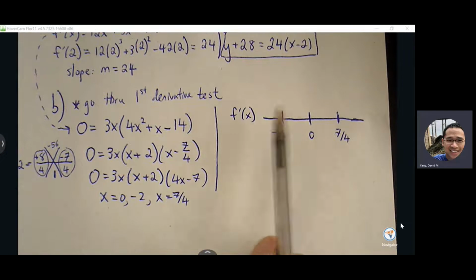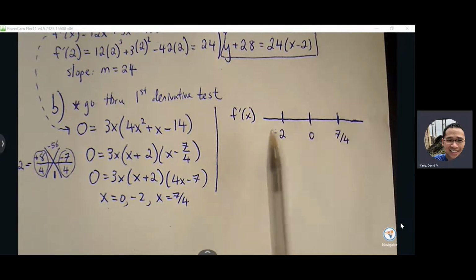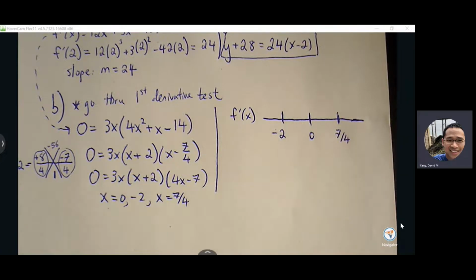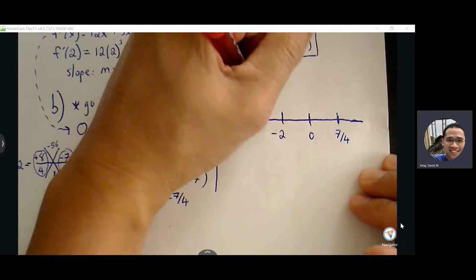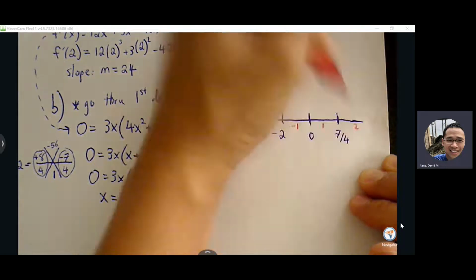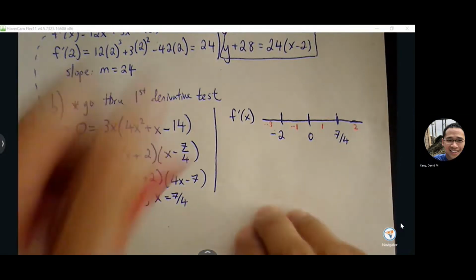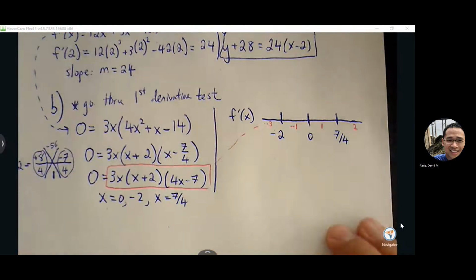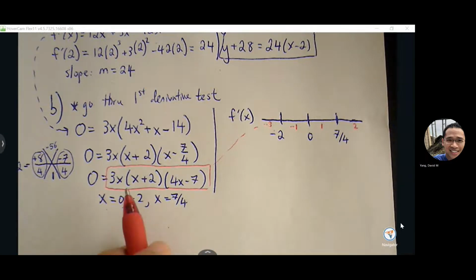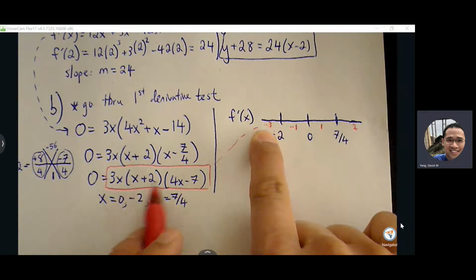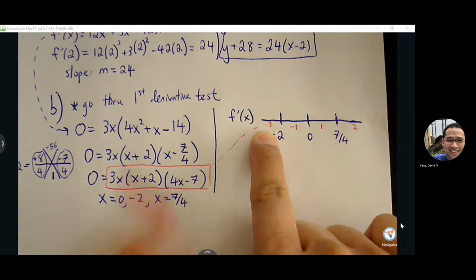We want to find the slope behavior within each interval, so we can find test points to insert into the derivative function. Choose -3, choose -1, choose 1, and I'll choose 2. All these test points get inserted into my derivative function to gather information about slope. So -3 would be negative, negative, negative. Three negatives gives me negative.